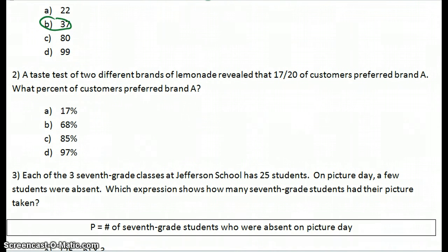Okay, number 2, a taste test revealed 17 out of 20 preferred brand A. What percent preferred brand A? If we do top dog in the house, 17 divided by 20. You plug that in the calculator, you get 0.85. And changing that to a percent, we get 85%.